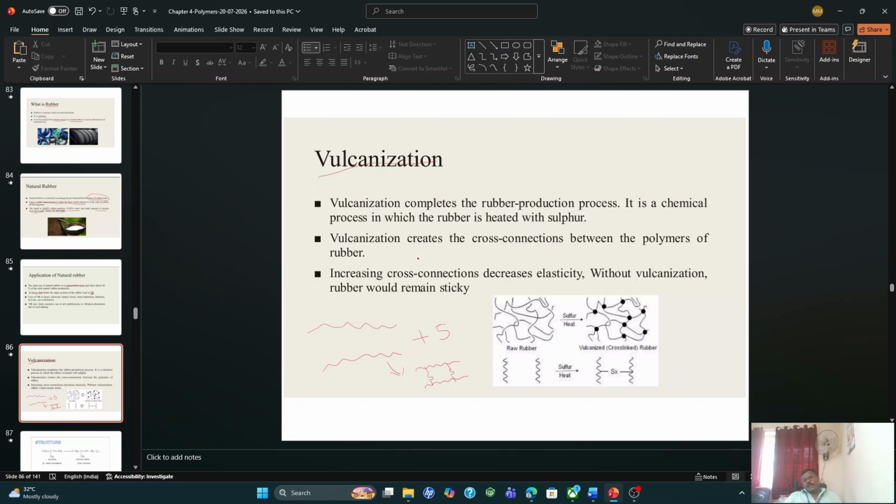So generally the tires that we use for automobiles are nothing but these vulcanized rubbers. That means we get the natural rubber, we treat it with sulfur powder, and we end up with this synthetic vulcanized rubber. Because of the vulcanization process, the mechanical properties of the material are highly increased.